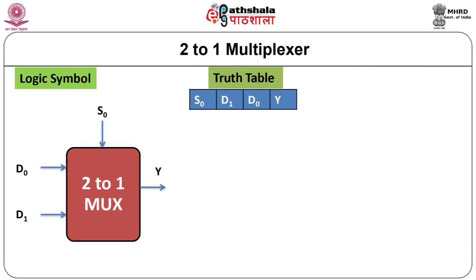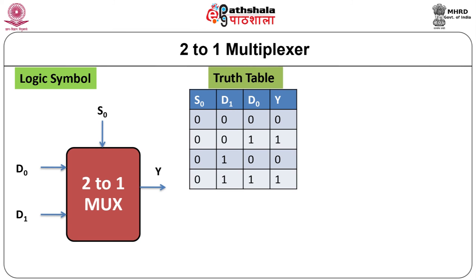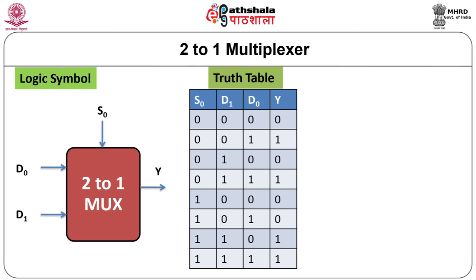In this truth table, S0, D1, D0 are the data inputs and Y is the output. Please note that D1 is MSB and D0 is LSB of the data. For S0 equal to 0, we have 4 possible combinations for the inputs 00, 01, 10 and 11. It is observed that Y always follows D0. For S0 equal to 1, we have similar 4 possible combinations for the inputs. It is observed that in this case, Y follows D1.